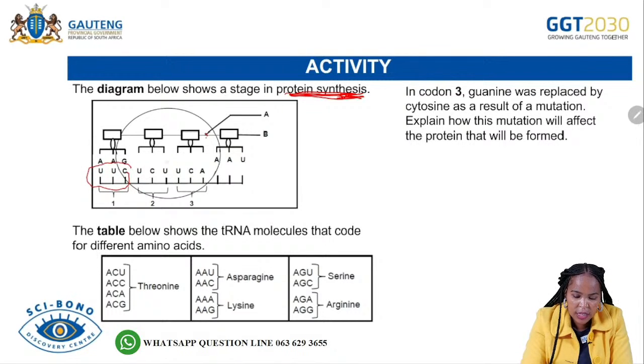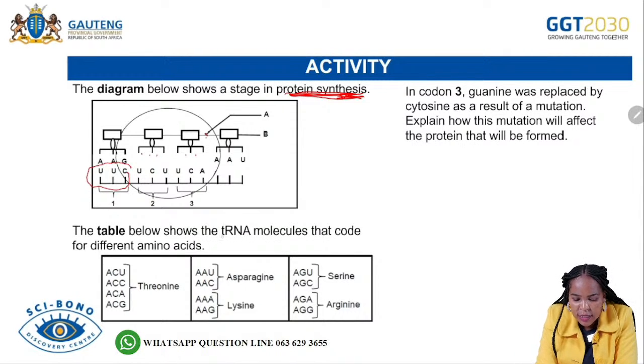You just guess, okay, these are my codons, what will be my anticodons. That is you studying the diagram, making sense of the diagram before you even know what is going to be asked of this. Now it says, the table below shows the tRNA molecules that code for different amino acids.